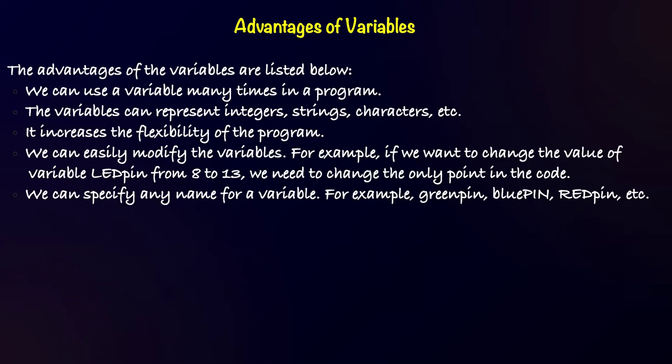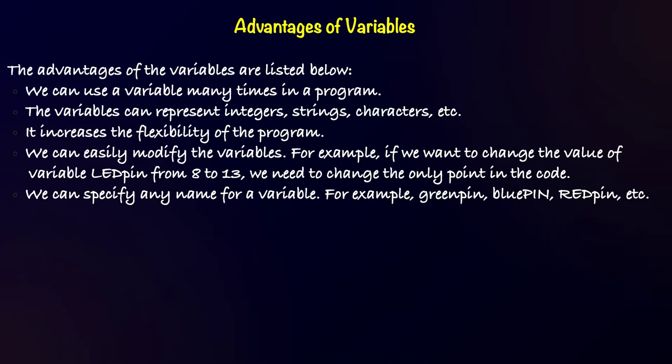Number two, variables can represent integers, strings, characters, etc. Whatever type we assign. Understood? Number three, it increases the flexibility of the program, because, as I said, using a numeric value directly can sometimes give you a certain type of error. Number four, we can easily modify the variable. See the example I have provided.